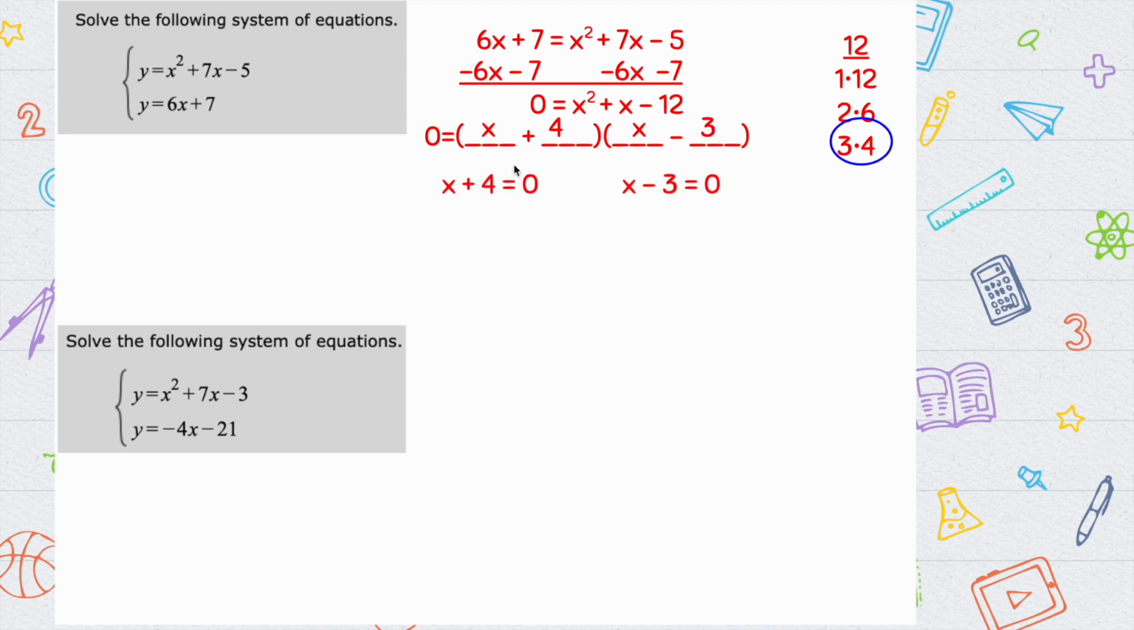All right, so now I'm going to set them equal to 0. I'm going to subtract 4 from both sides, so I have x equals negative 4. Add 3 to both sides, so x equals 3. Okay, so these are just the x coordinates.